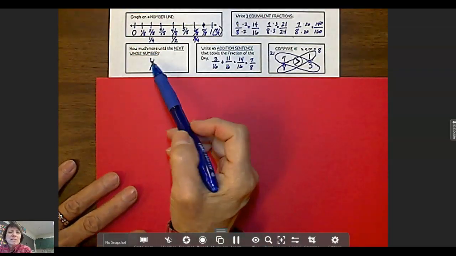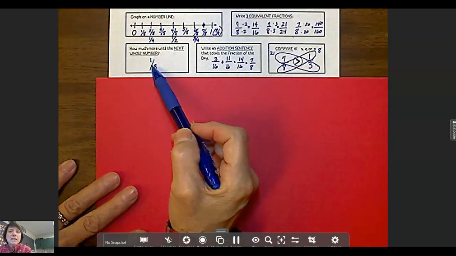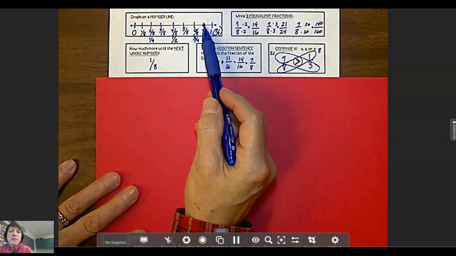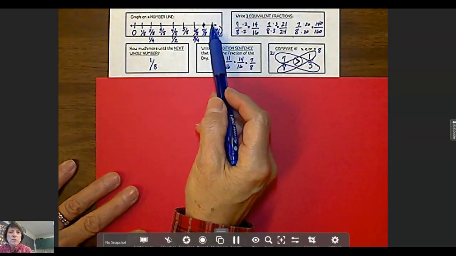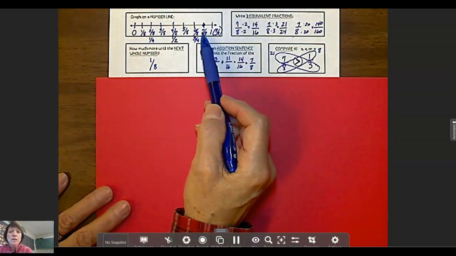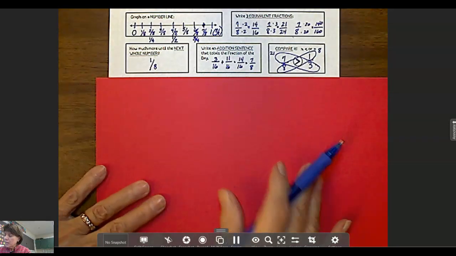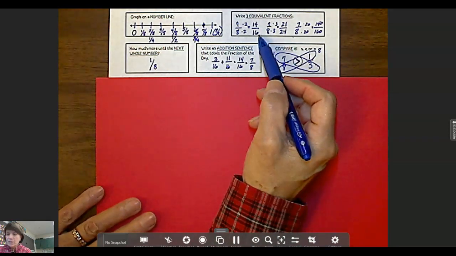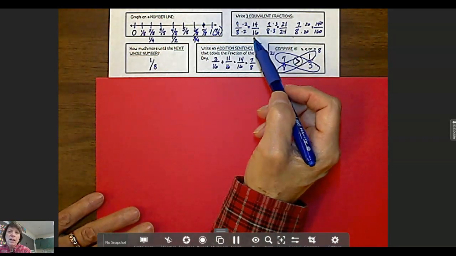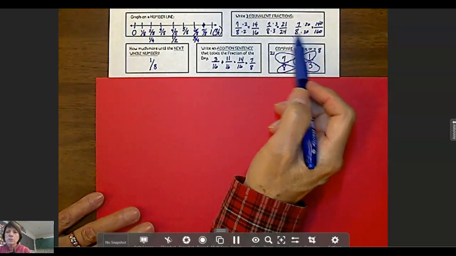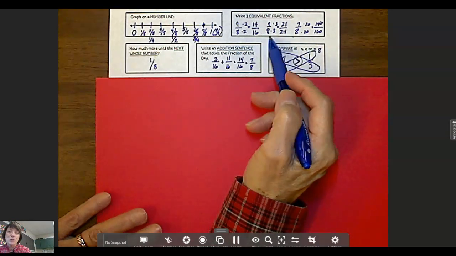Okay, so in this next section, how much more until the next whole number? Well, if we're at 7/8, we just need to go 1 of these spaces over to the next whole number 1, and so that would be just 1/8. And then to write an addition sentence, I always rely on my equal fractions up here to write addition sentences because that makes my work easy.